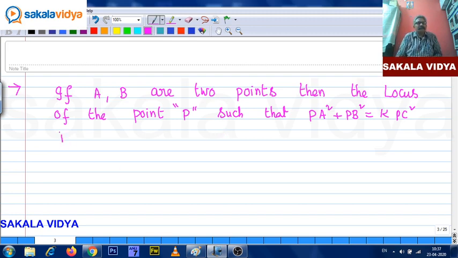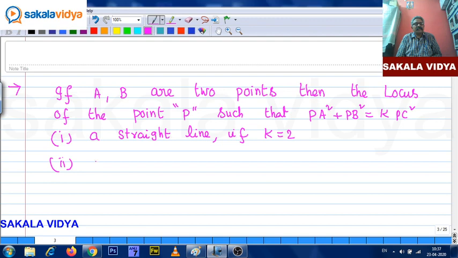So, first one, a straight line if k is equal to 2. Second point, a circle, it represents a circle if k does not equal 2 and k greater than 0. Okay.